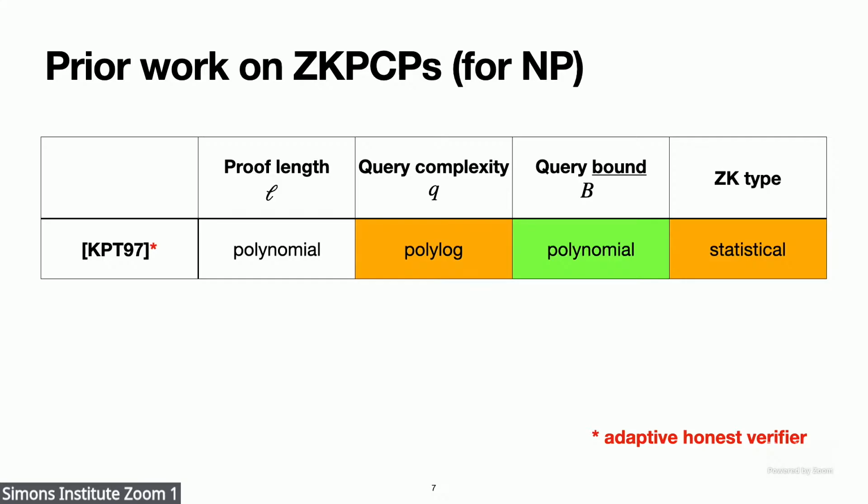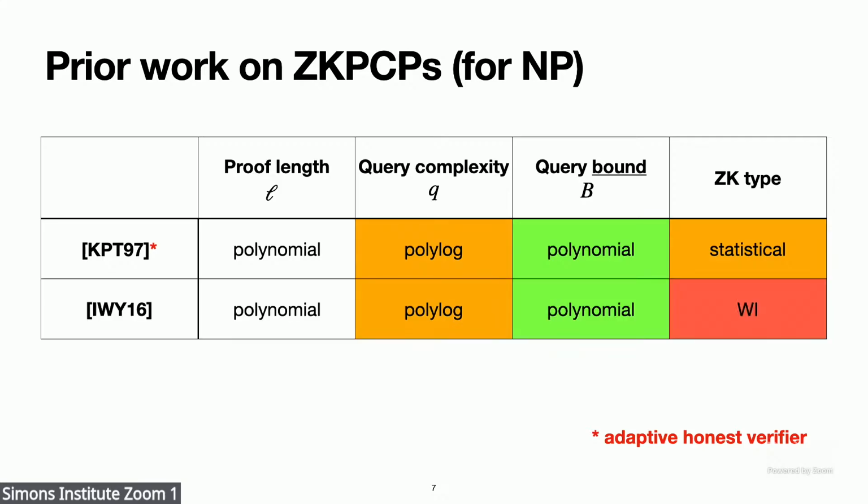Okay, so in order to try and get past this adaptive honest verifier thing, there have been a few works. So this is Ishai, Weiss, and, I forget who the Y is. Huh? Yang? Yeah, okay. And what they showed is that you can get rid of this adaptive honest verifier condition, but you lose out in that you no longer have zero-knowledge, but you have some witness indistinguishability property. Okay, so you don't have efficient simulation anymore. You have a different kind of knowledge property.